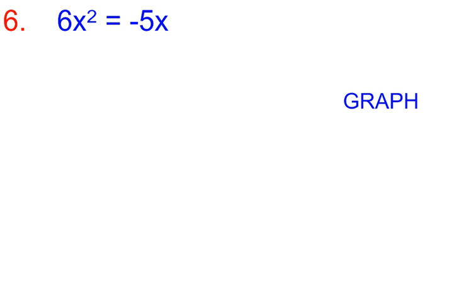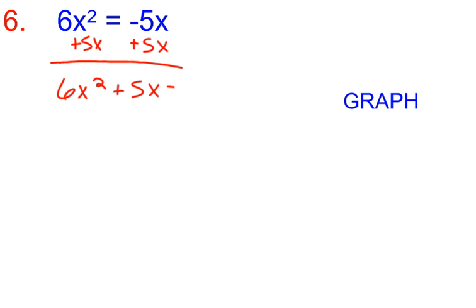Number 6 now, I again have to get my equation equal to 0, so I'm going to add 5x to both sides. So I have 6x squared plus 5x equals 0. First thing I always look for is if I have a greatest common factor, and I do. I have an x. Both terms have an x. So I'm going to divide both of these terms by x and get 6x plus 5.